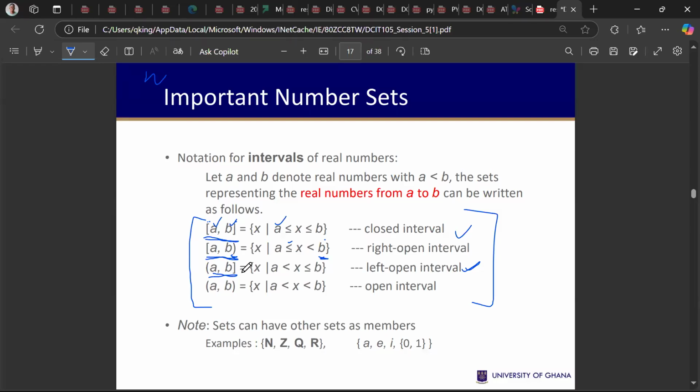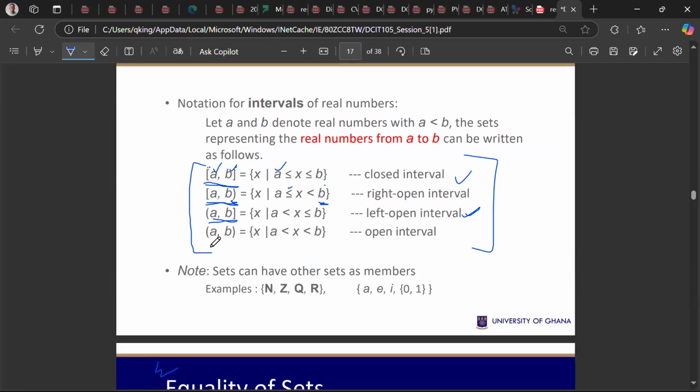Yes. And then with the very last one here, it is called an open interval. This is because it includes all real numbers x that are greater than a, and less than b. So x is greater than a, and less than b.